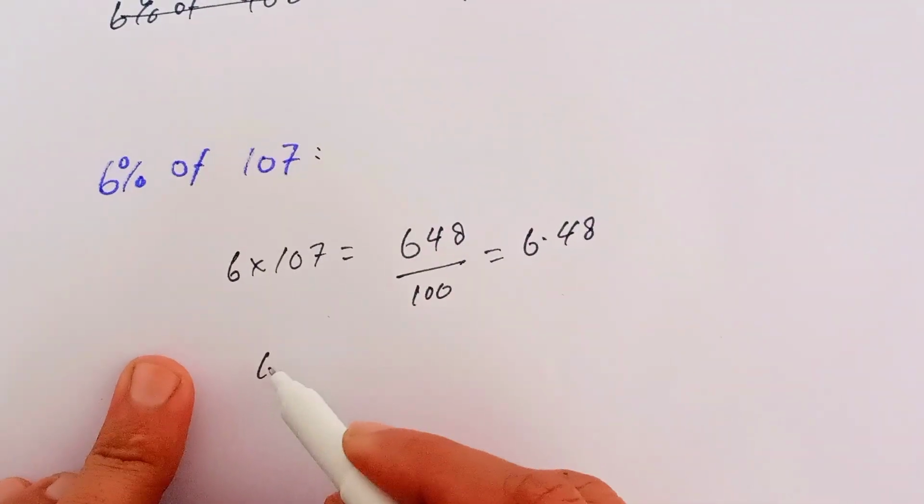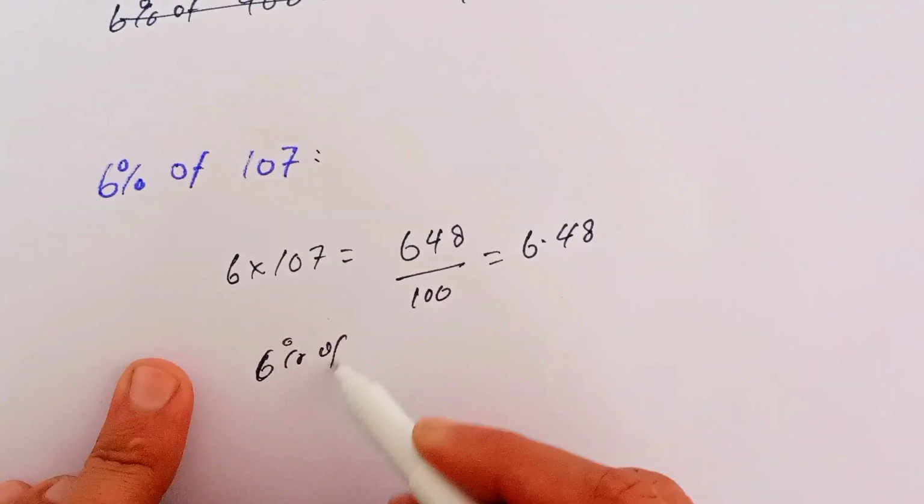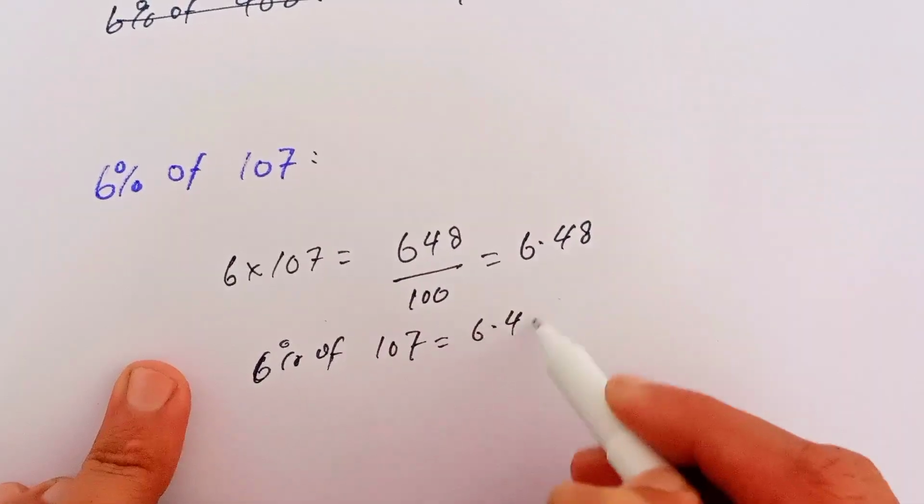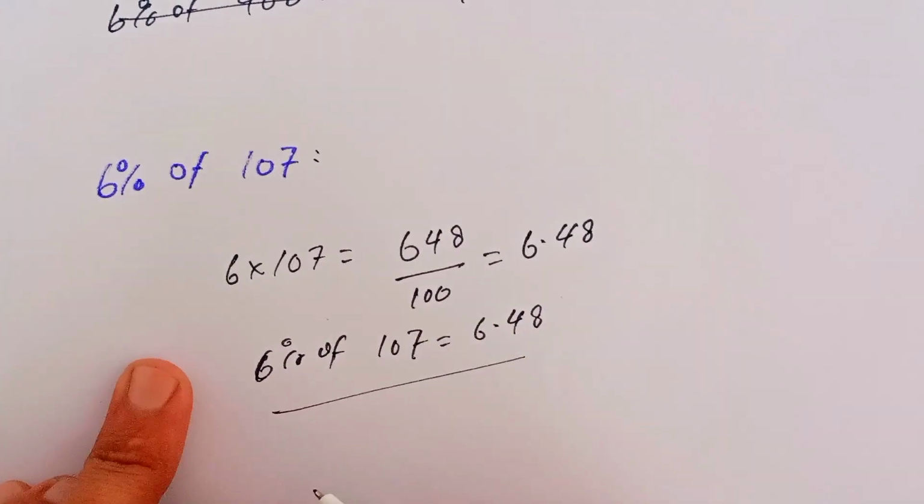So we say that 6% of 107 is equal to 6.48, right? This is the answer. Let's try another example.